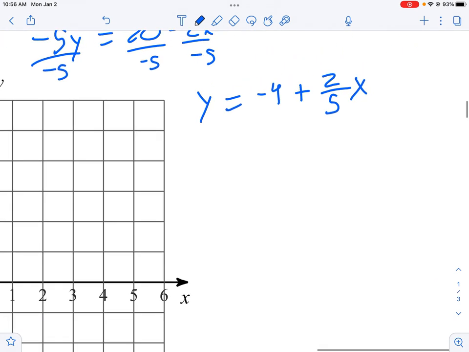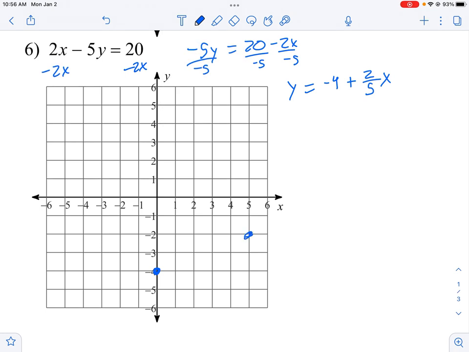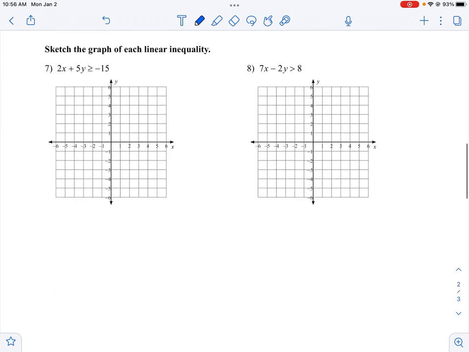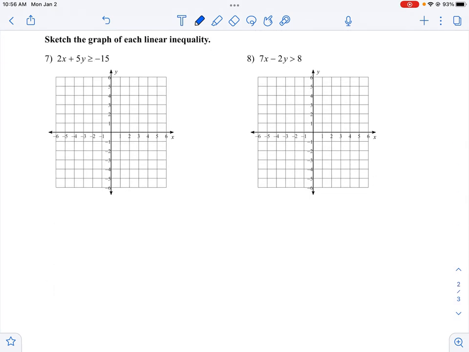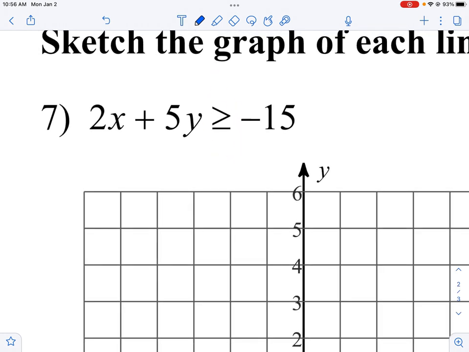And then my slope here is 2/5, which means I'm going to go up 2, right 5. Up 2, right 5. Or I could go down 2, left 5 to get a point. And now I got my points, and I can connect it up and make a beautiful line looking like that. There's a couple other things to remember for level 2, which is that there are things called inequalities. And you do them the exact same as the lines, except it's just how you graph.